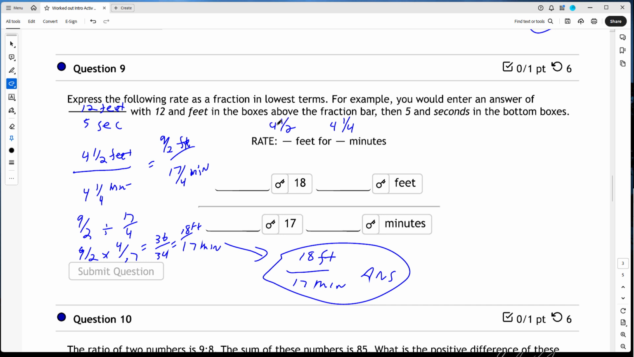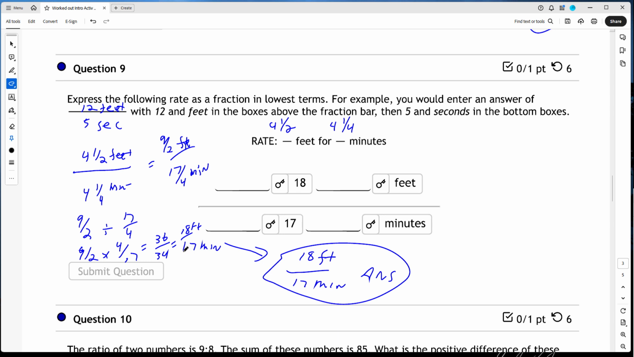So I have 4.5 feet for 4.25 minutes. So I wrote it as improper fractions here. Since I have a fraction divided by a fraction, I write that out: 9 halves divided by 17/4. You flip the second fraction and see if anything cancels out. And multiply it across here. 4 times 9 is 36. And 2 times 17 is 34. And that simplifies to 18 over 17.